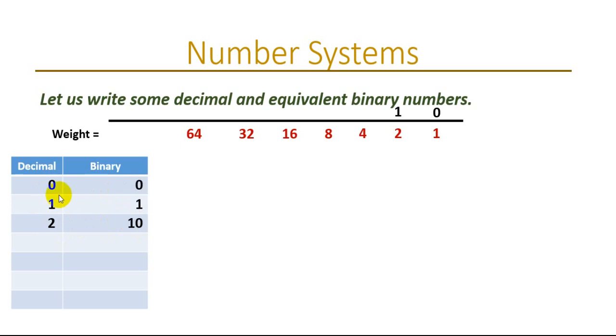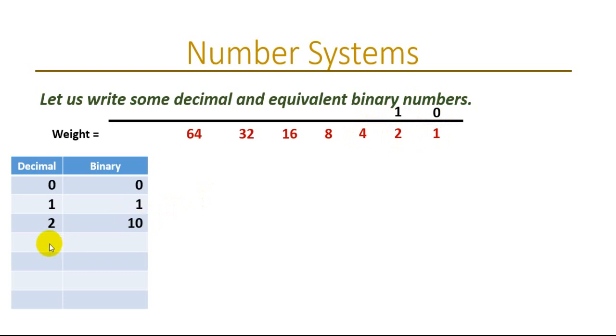0 and 1 are both same. Binary number and decimal number look the same. But the moment you go to 2, since binary number doesn't have 2, binary number has to use a combination of ones and zeros. And how does it use it? Using the weightage. In the weightage, this position says 2. So 1 2 and 0 ones adds up to 2. So the 1 0 means 2.